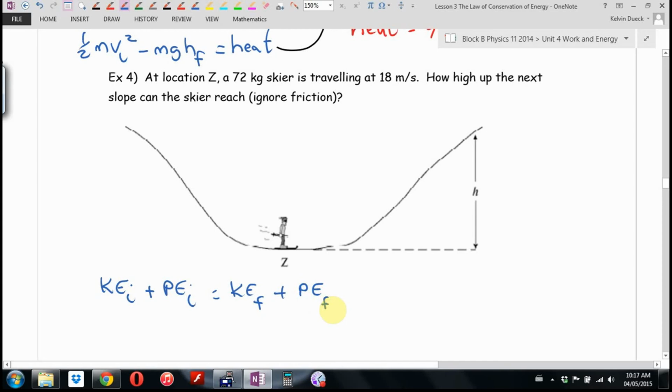Plus heat, yes or no? Why? Okay. And you know what? Snow's pretty good. Ice is even better, but snow is reasonably frictionless. Our answer will be close.